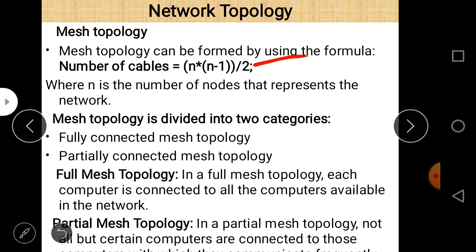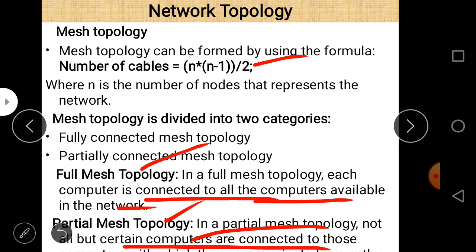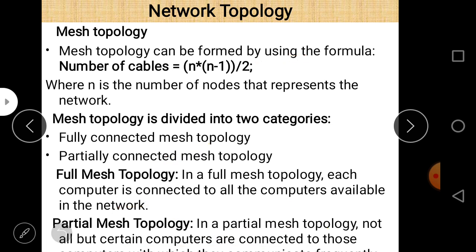Now there are two types of mesh topology: full mesh topology and partial mesh topology. In a full mesh topology, each computer is connected to all the computers available in the network. And in a partial mesh topology, only certain computers are connected to others. So the formula is not there this time. N(N-1)/2 is not followed in partial mesh topology. So there are two types of mesh topology: full mesh and partial mesh.